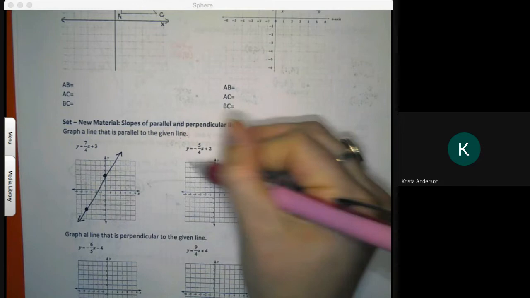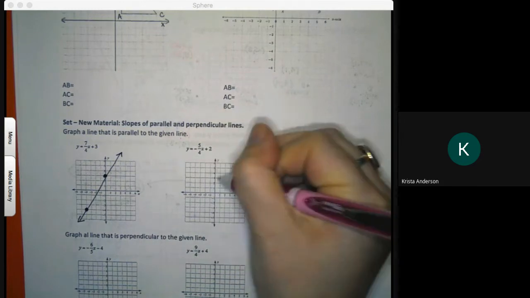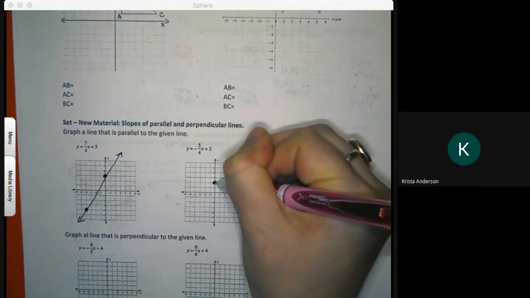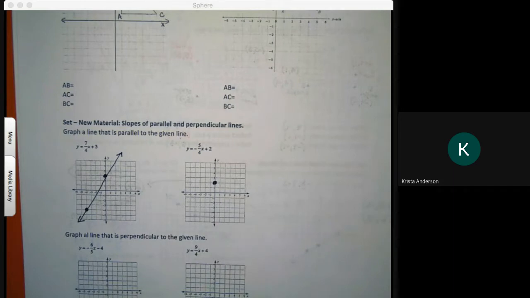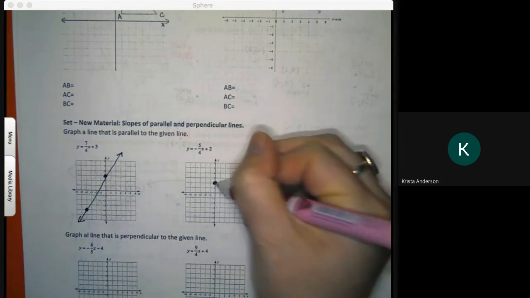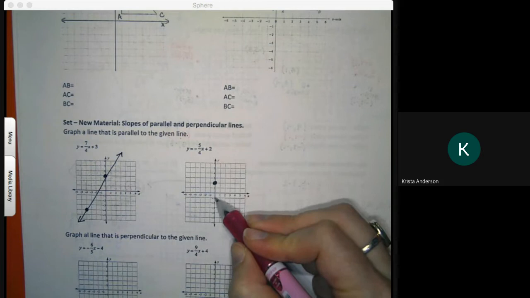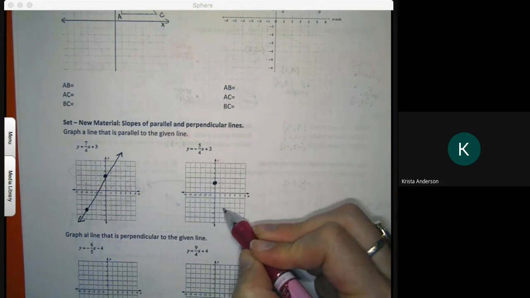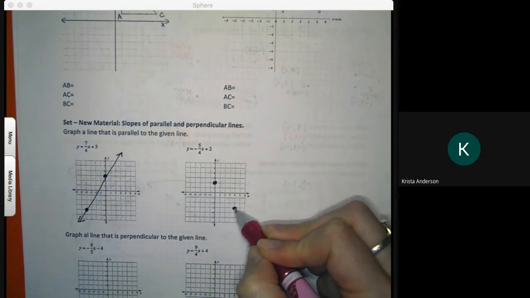On this graph, it should have already been graphed on here. Will you put a dot on +2? And then put a dot on -3.